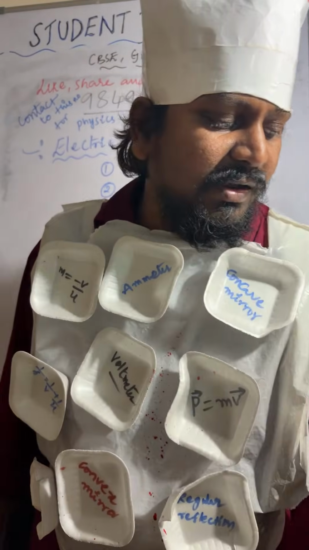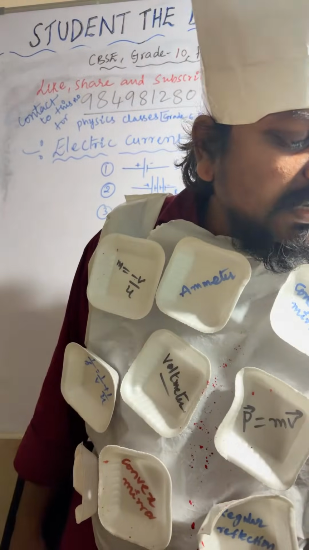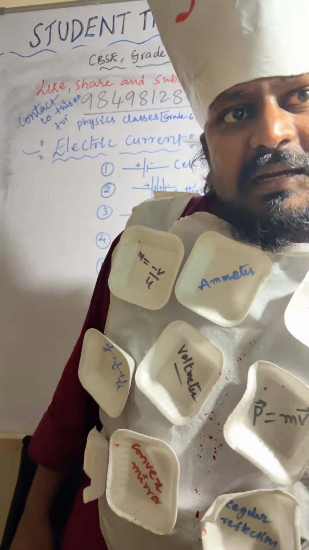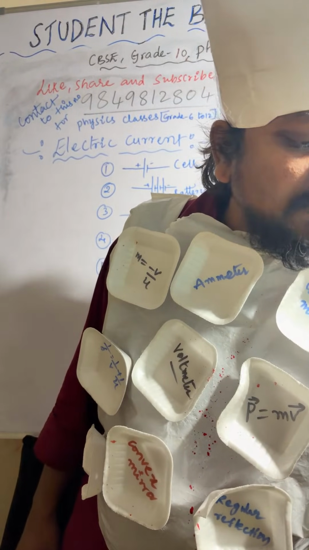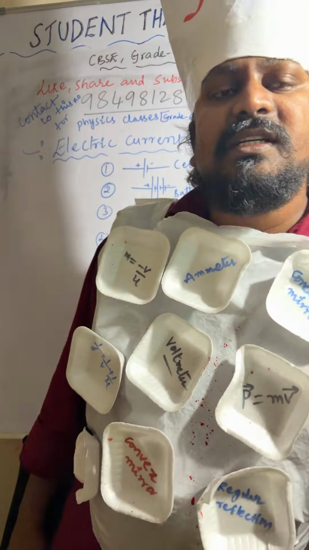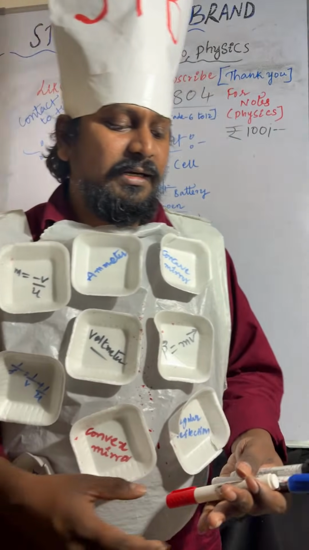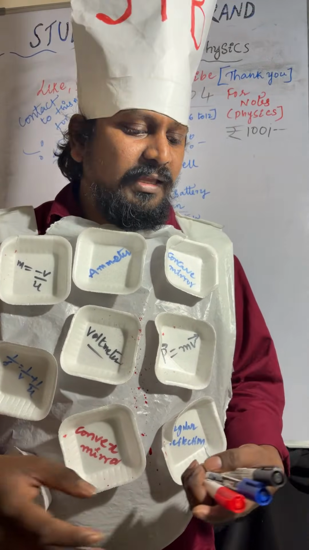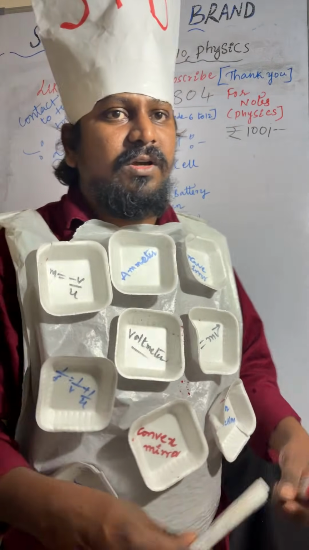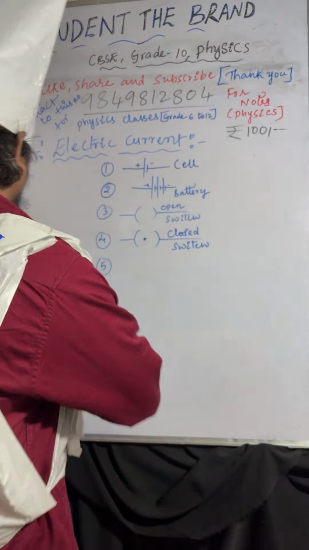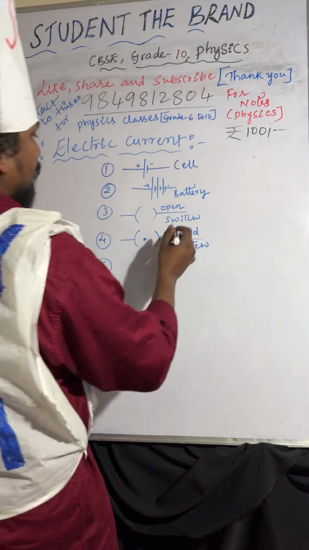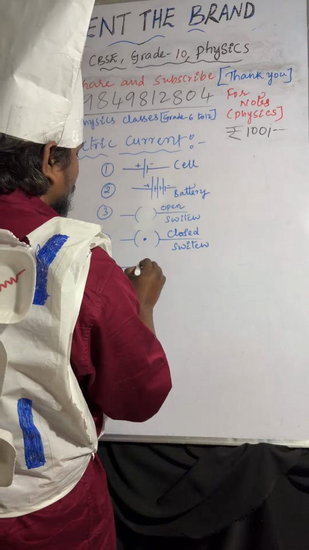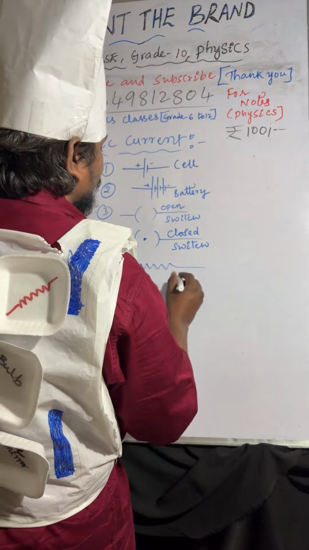Resistance is the phenomenon of opposing the electric current. Okay, so now you can see here, we are discussing a closed switch. Next one, resistor. This is the resistor.